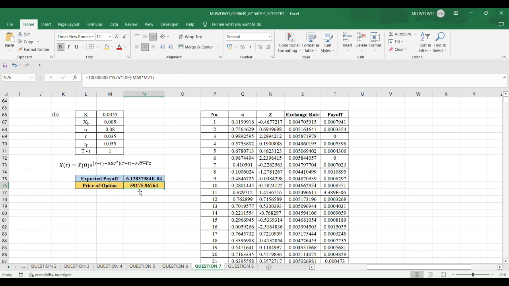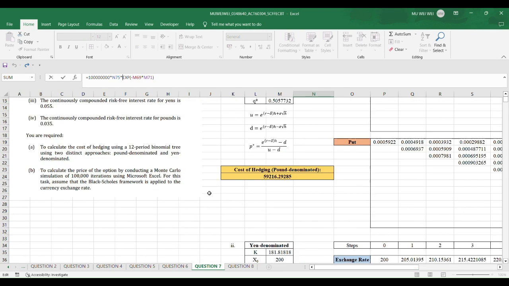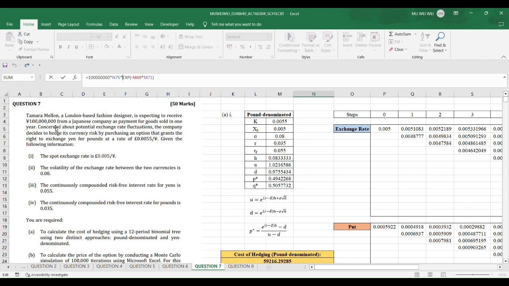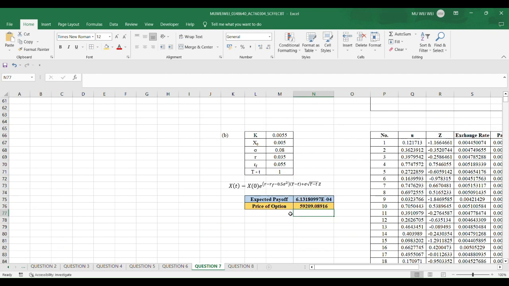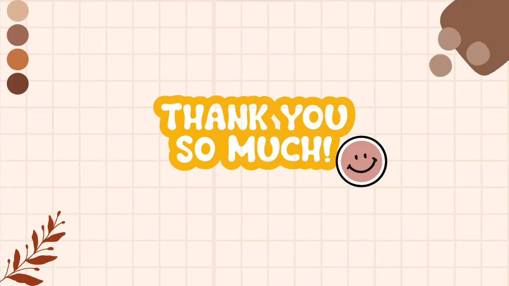And lastly, to get the price of the option, we times the expected payoff with exponential negative r times t minus t. But we also have to times 100 million as mentioned in the question right here. So in the end, we should get the price of the put option is 59,209. So that is all for question 7.